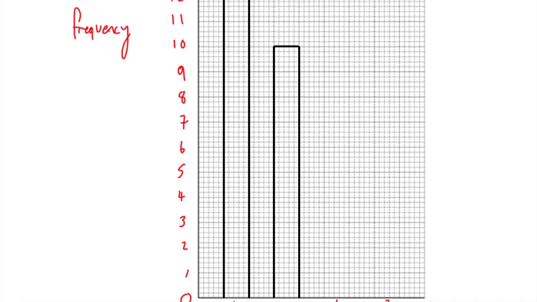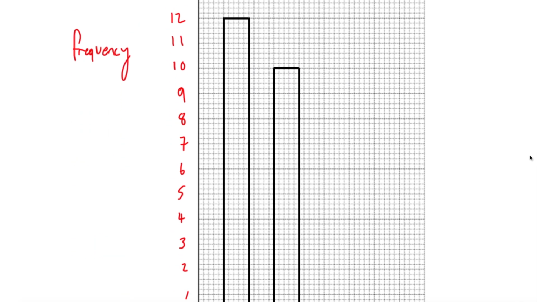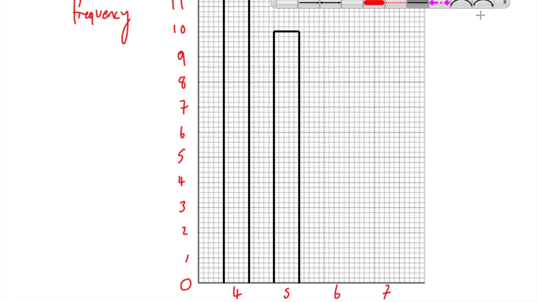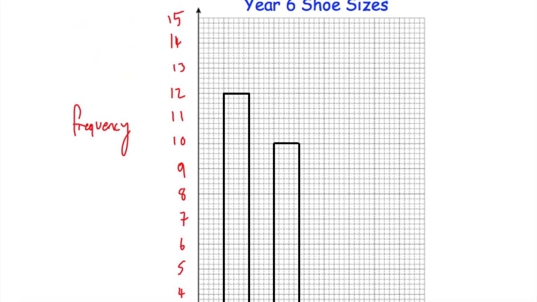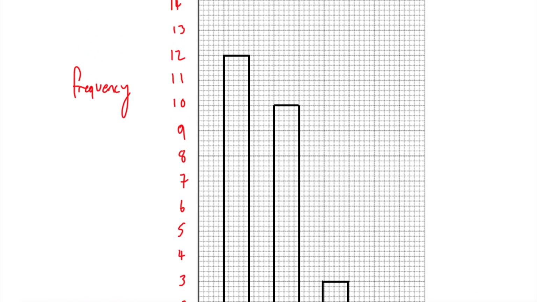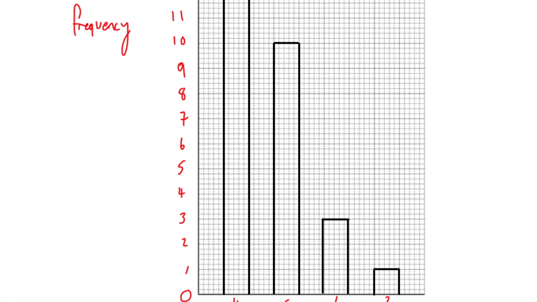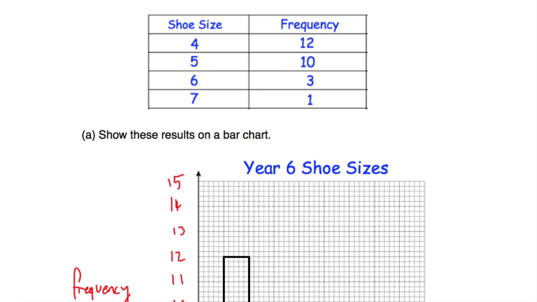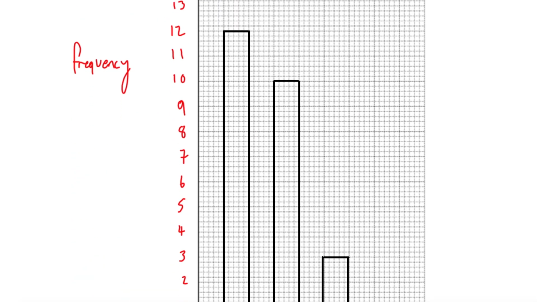Okay, size 6. In terms of size 6, there's 3 students who wore size 6. So let's draw that bar, size 6. And then size 7, there's 1 student that wears a size 7. So we'll draw that bar. So we're going up to 1. And then down, and that's it. So that's our bar chart for size 4, 5, 6, and 7, and we've got frequencies of 12, 10, 3, and 1, and that's what we've got in our table. Okay, now let's carry on with this question.